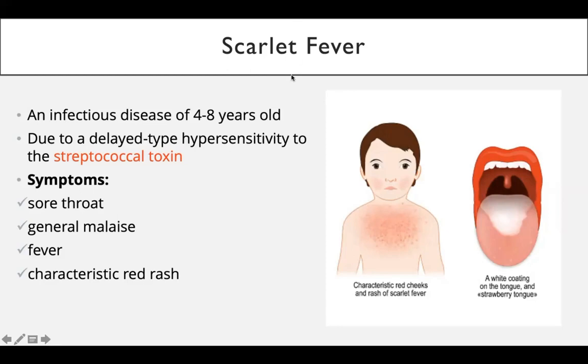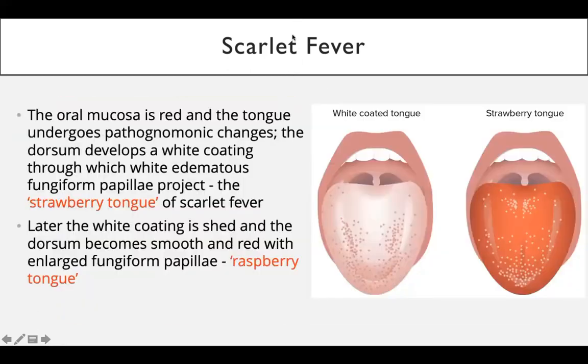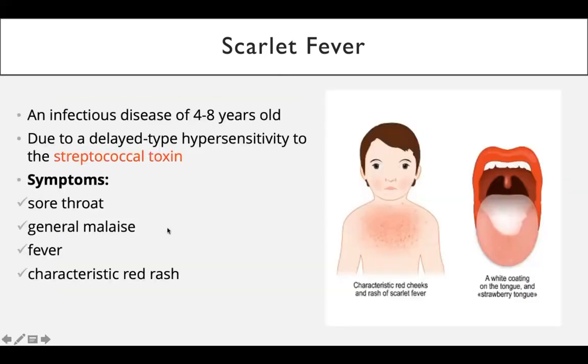Okay. So scarlet fever. Now you can go up. Okay, thank you. So scarlet fever is an infectious disease caused by a bacteria, in 4 to 8 year olds, due to delayed type hypersensitivity to the streptococcal toxin. Delayed type hypersensitivity. What is delayed type hypersensitivity?